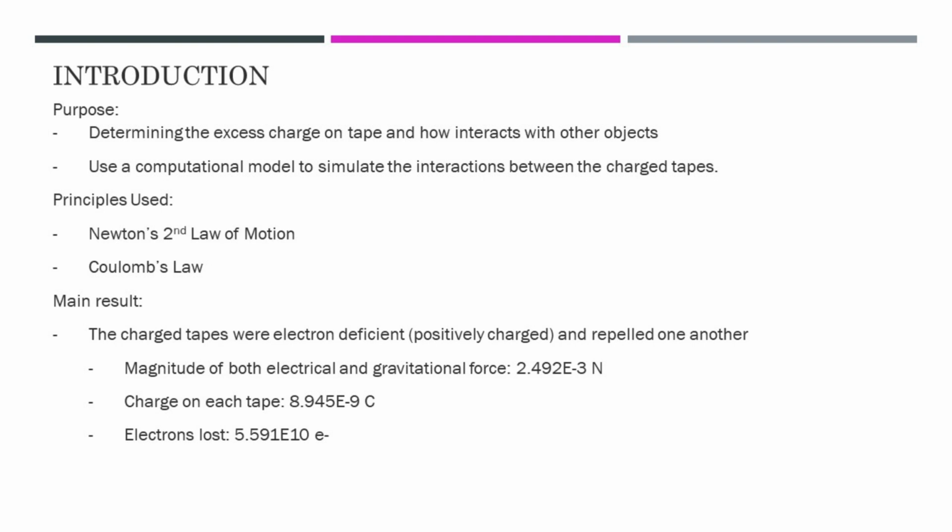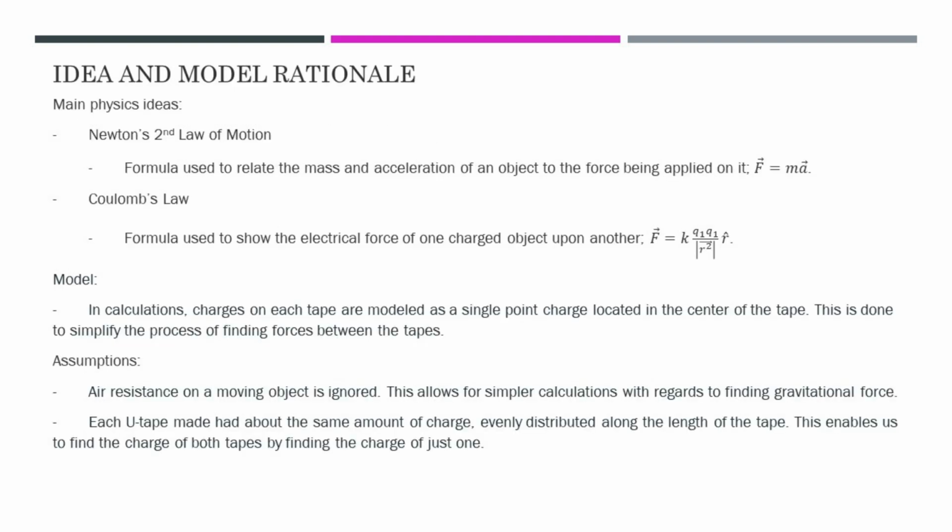E10 electrons. Newton's second law of motion is a formula used to relate the mass and acceleration of an object to the force being applied on it, or F equals ma. Coulomb's law is used to show the electrical force of one charged object upon another, and it is force equals K, which is a constant, times the charge of one, times the charge of another object, times the position vector.